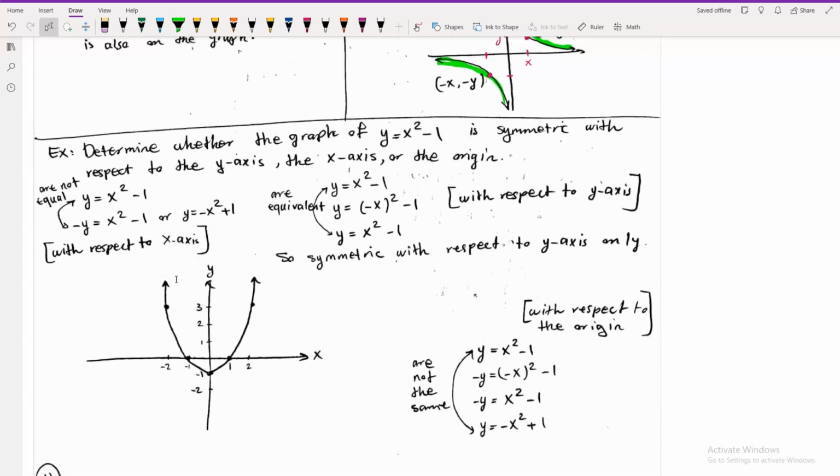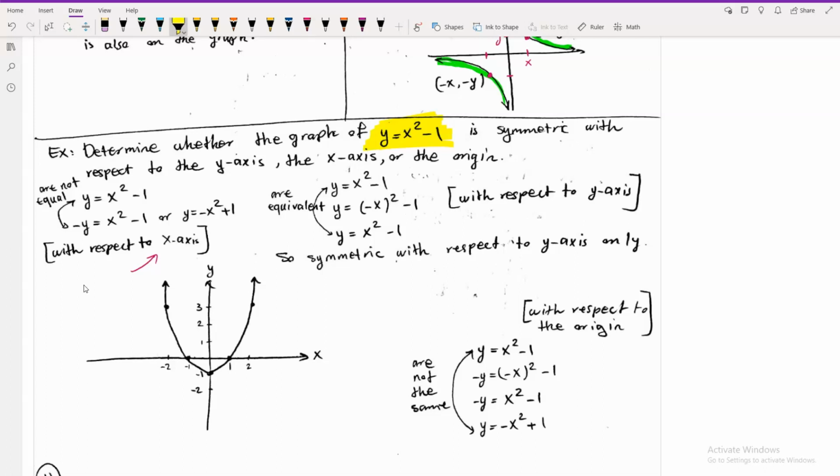Example: determine whether the graph of y equals x squared minus 1 is symmetric with respect to the y-axis, x-axis, or the origin. First, I'm trying with respect to the x-axis. That means that to test for symmetry, we should use negative y instead of y. And if we have equivalent equations, that means this is symmetric with respect to the x-axis.